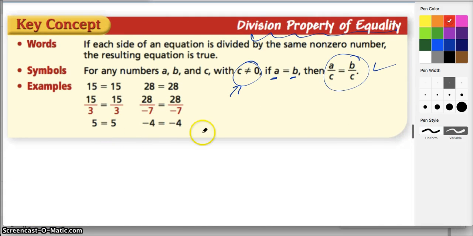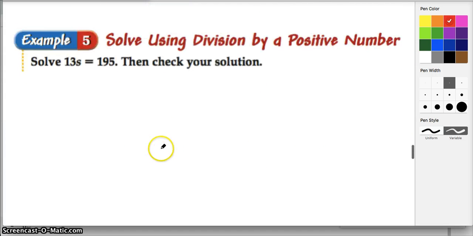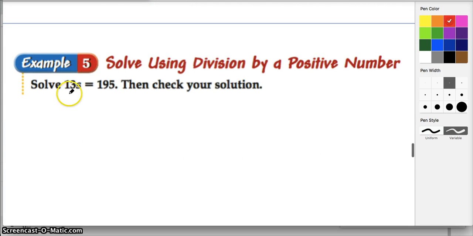And so we discussed the division property of equality, and we're going to do, I think, 2 more problems before we get out of here. So this guy requires that I isolate S. Again, I'm going to solve. Isolate S. Who's bothering S? 13 is. How is 13 bothering S? By multiplication. So I'm going to divide both sides by 13 because I undo multiplication by division.